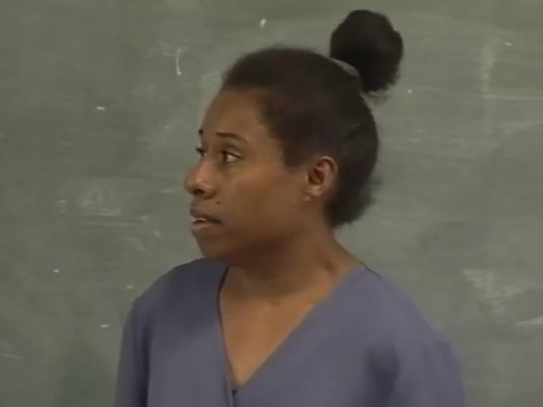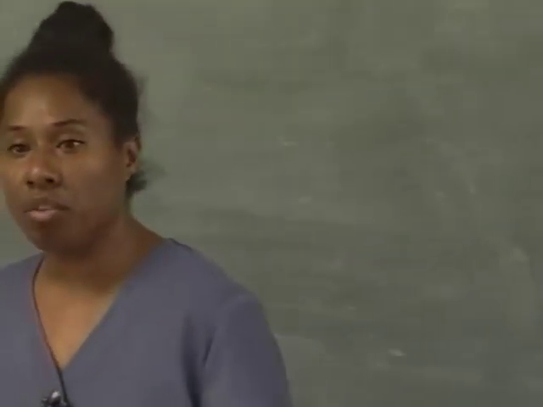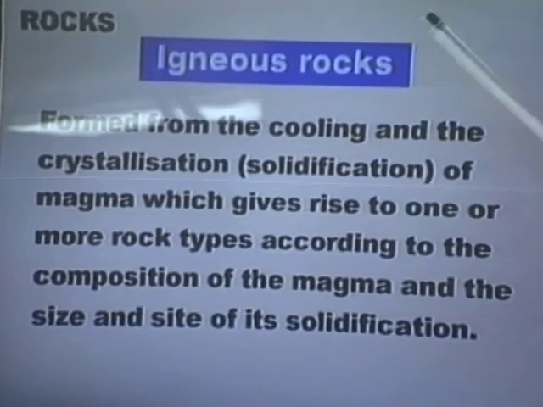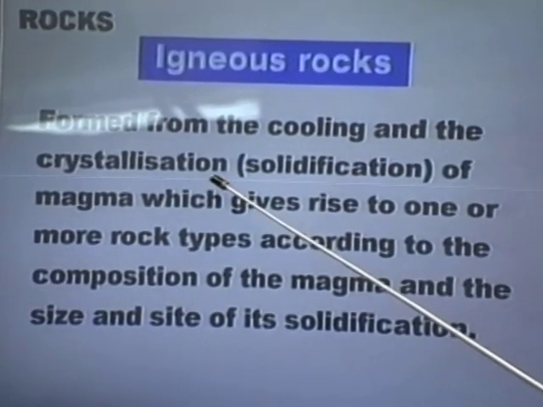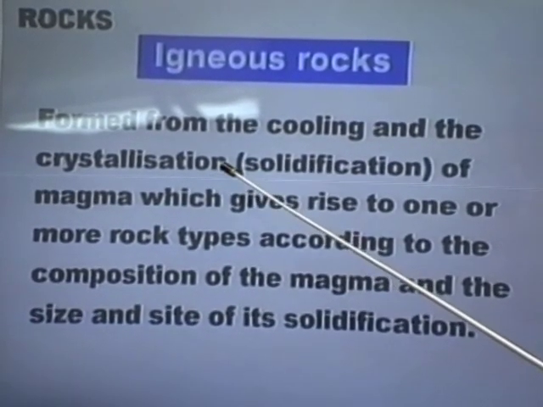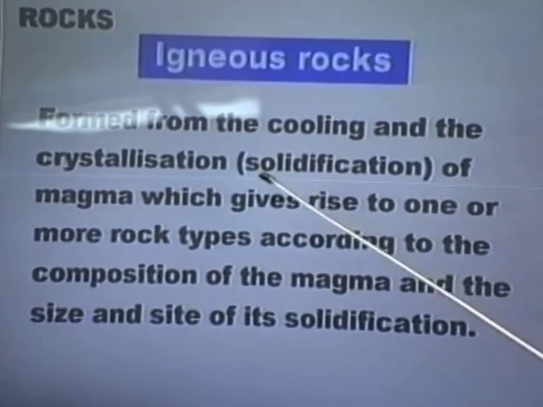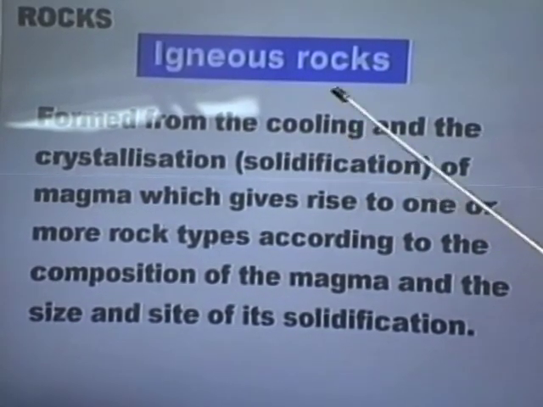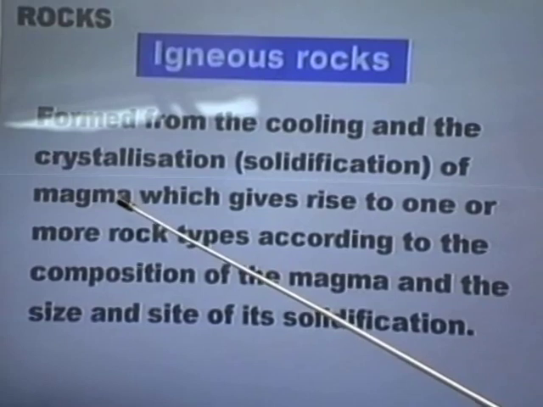That is perhaps a long definition, but it also contains some very important points that must be present for the definition of what igneous rocks are. They are formed from the cooling and the crystallization or solidification of magma.